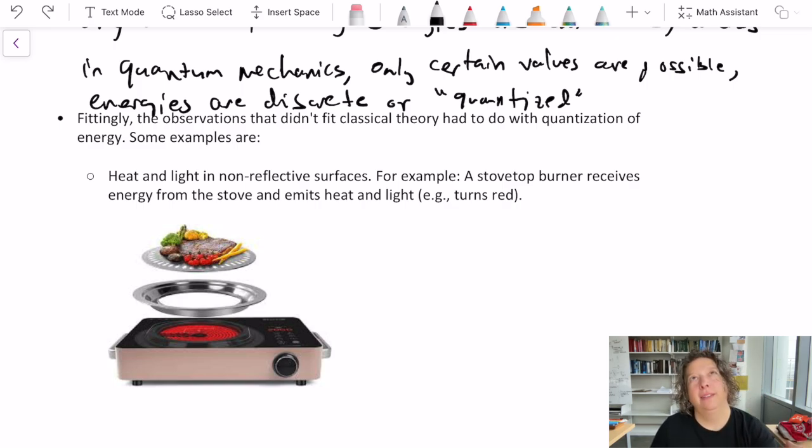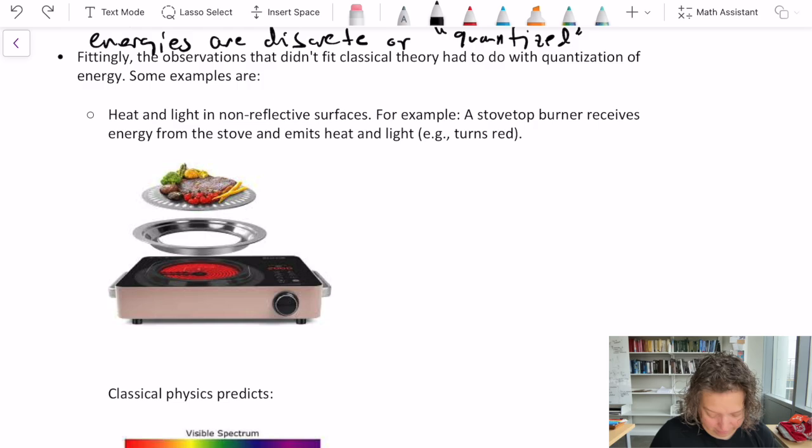So as it's doing that, it's also emitting heat. So it emits both heat and light. The heat cooks the food, the light is just emitted. So this is a quantum phenomenon.